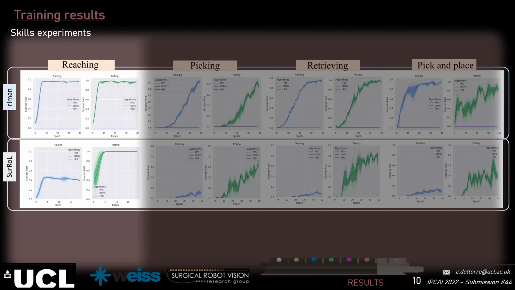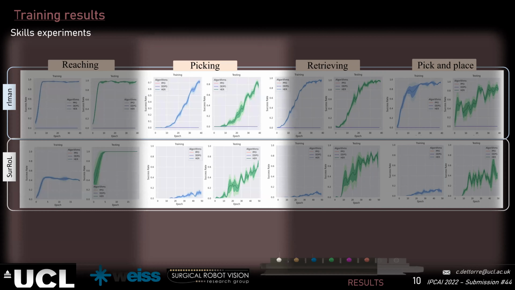Let's have a closer look, starting from the reaching task. In this case, the agent has to learn how to move the robot to reach a desired target. As we can see from the graph, the agent is able to correctly learn the task because the success rate converges very close to 1. For the SurRoL framework, we are going to notice how normally the success rate for each task during training will present lower values compared to RLMan. This is probably due to the different definition of noise applied during training.